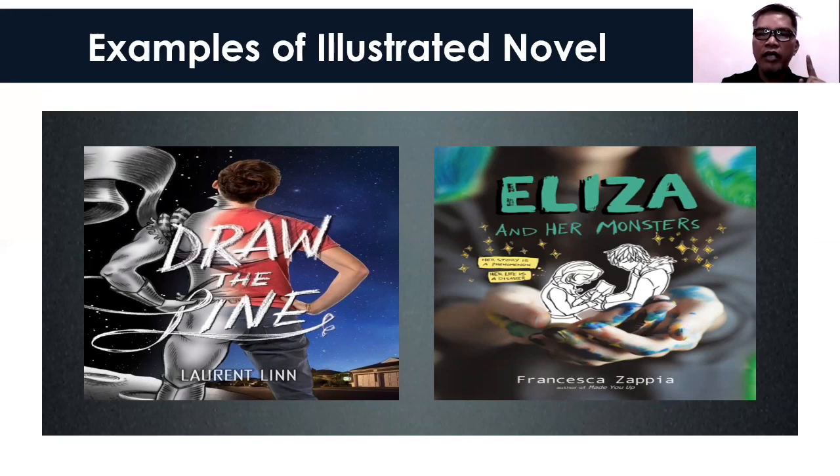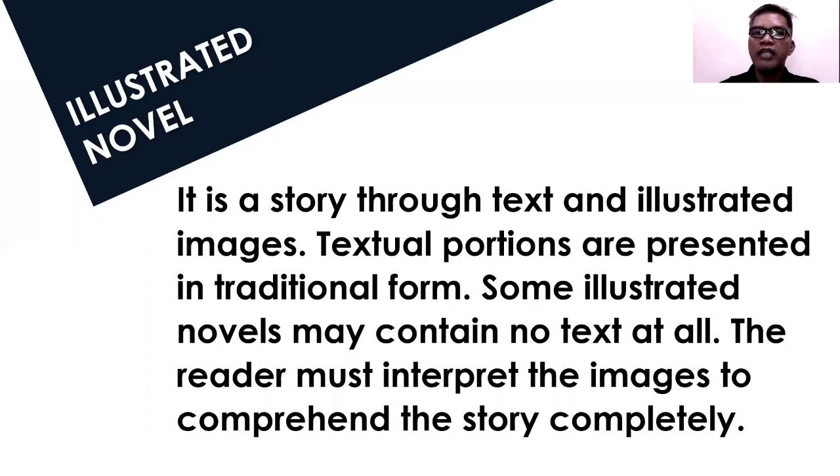Again, what is an illustrated novel? This is a story or narrative through text and illustrated images. Sometimes it is more on illustrated images than text. Sometimes there is no text at all. If there is text, 50% is allotted to illustrated images and 50% is allotted to the text. And in order for the readers to understand the content of this literary work, they need to interpret the images.